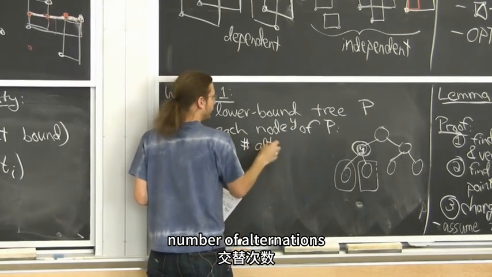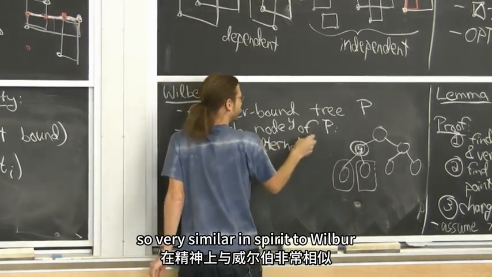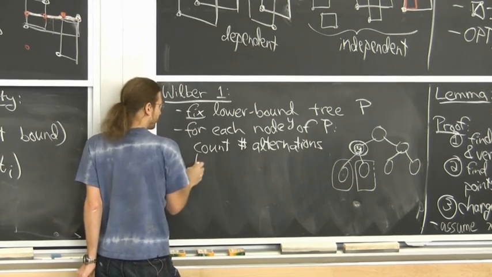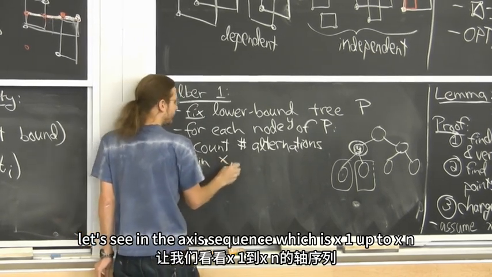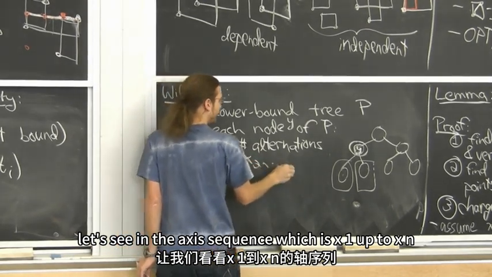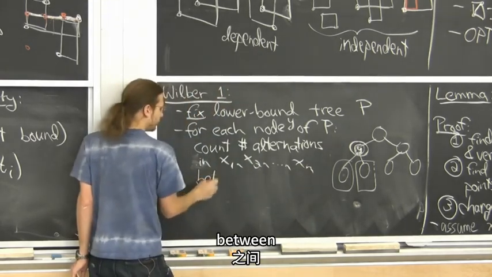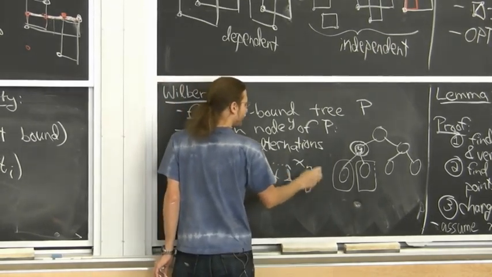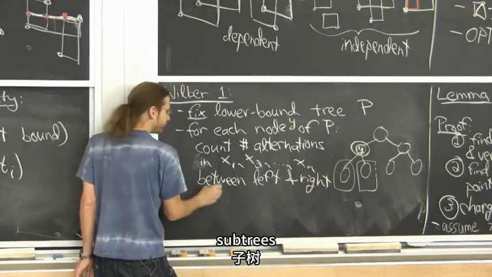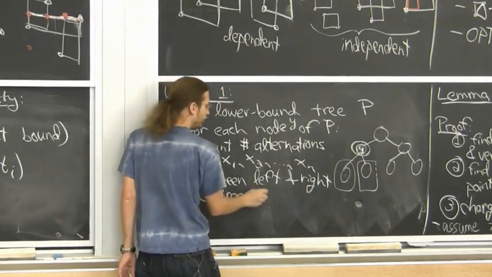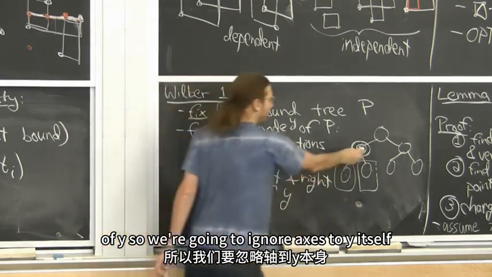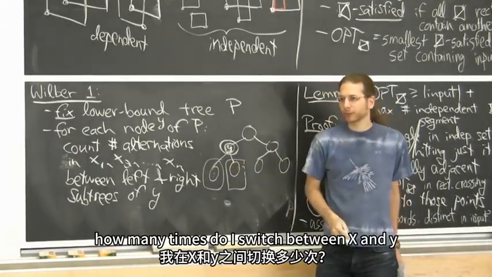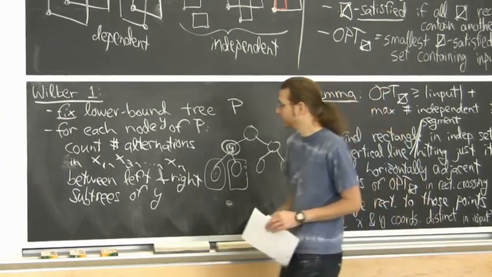Very similar in spirit to Wilbur 2, it's just relative to this weird tree, which is kind of arbitrary. Let's see, in the access sequence, which is x1 up to xn, between left and right subtrees of y. So we're going to ignore accesses to y itself. We're going to ignore accesses to keys outside of y. Just look at how many times I switch between left and right. Okay, that's a lower bound. That's the claim.